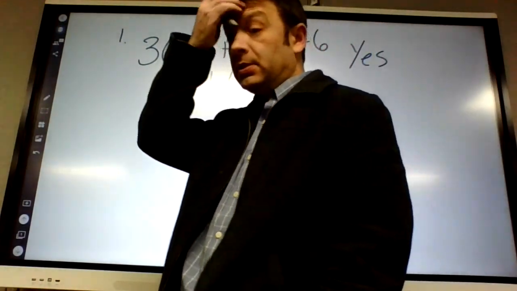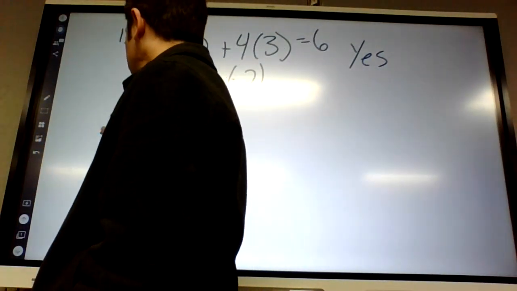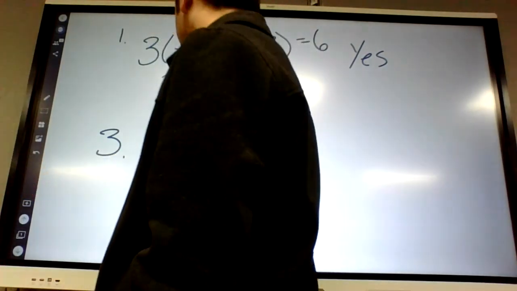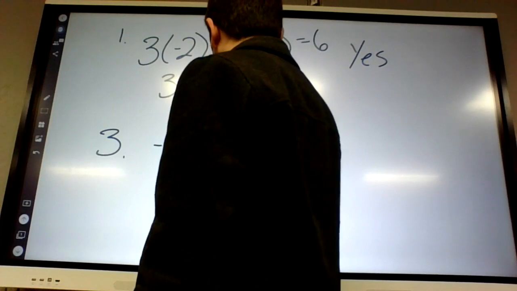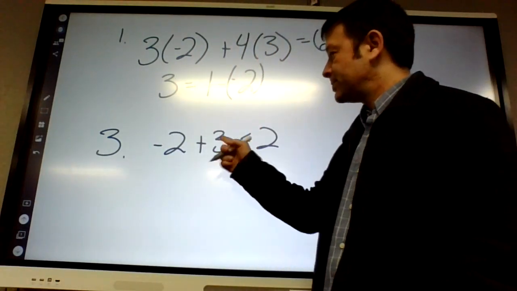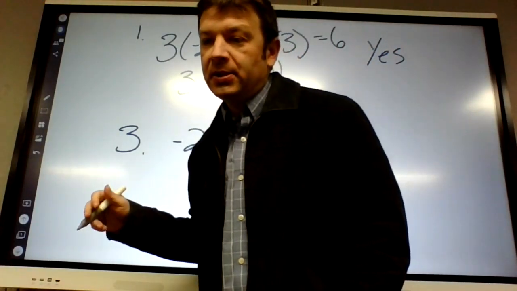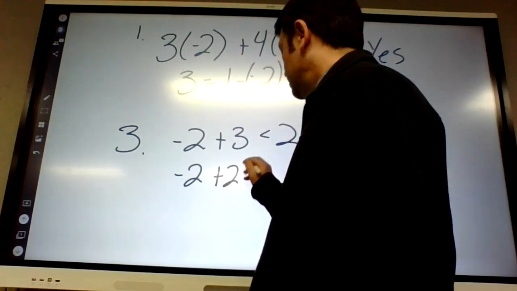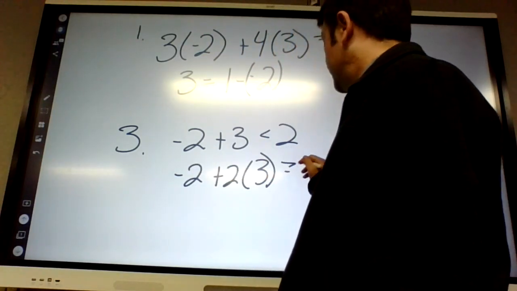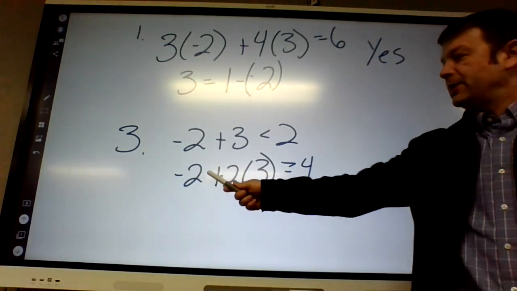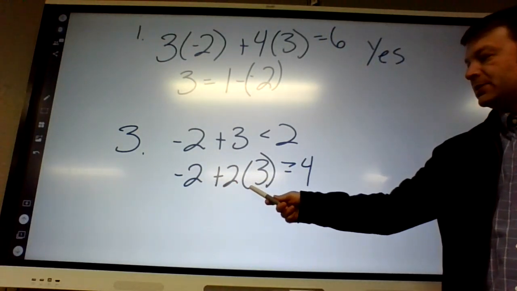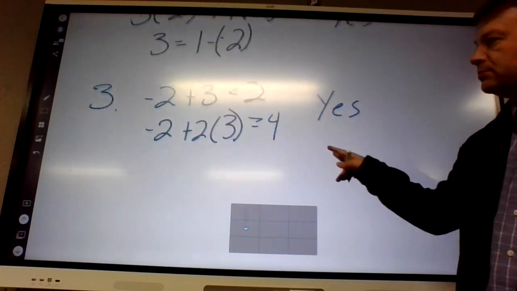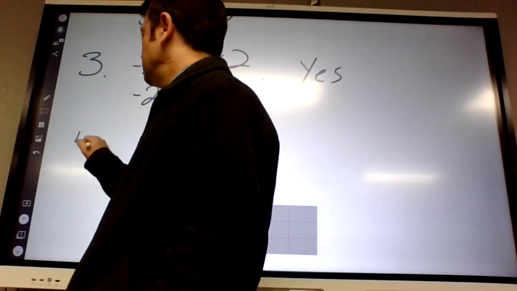Number 3. What's different about number 3? It's greater than, less than. Yeah, so this is actually from yesterday's assignment. -2 plus 3, is that less than 2? Yeah, that's 1, so yes. And then -2 plus 2 times 3, is that greater than or equal to 4? -2 plus 6 is 4, greater than or equal to 4.